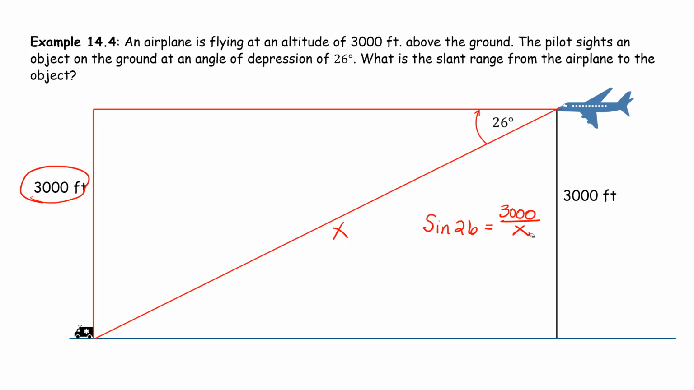over hypotenuse. All right, be very careful here. Do not multiply both sides by 3,000. Do not divide both sides by 3,000. What you need to do is get the x out of the denominator. So you're going to have to think of this as multiplying both sides by x, and then dividing both sides by sine 26.